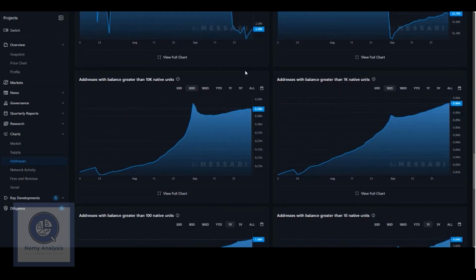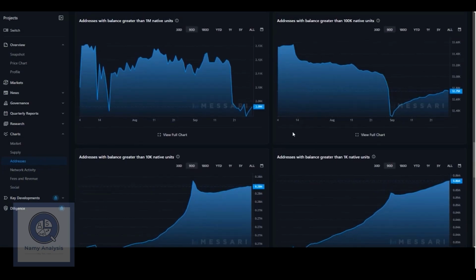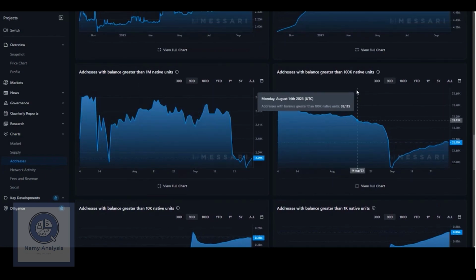Also in addresses with 10k, there was an increase. As you can see, in 1k as well, there is an increase of these tokens. But the important address range for me is 1 million to 10k. Because with the low price of XRP, the token whales now are those with more than 1 million tokens, opposite of Bitcoin whales, which we count from 1k.